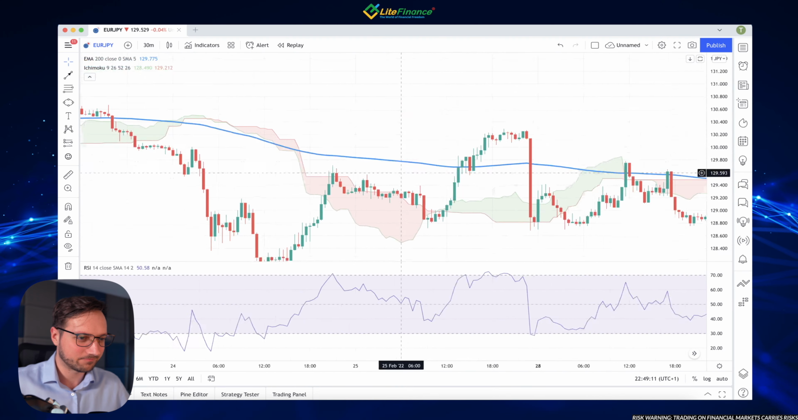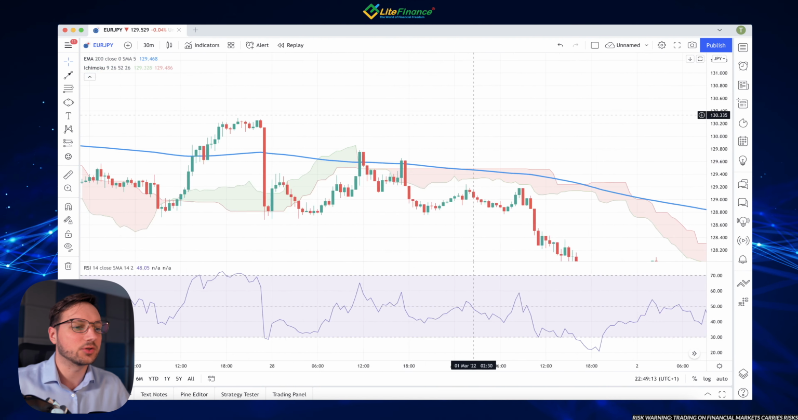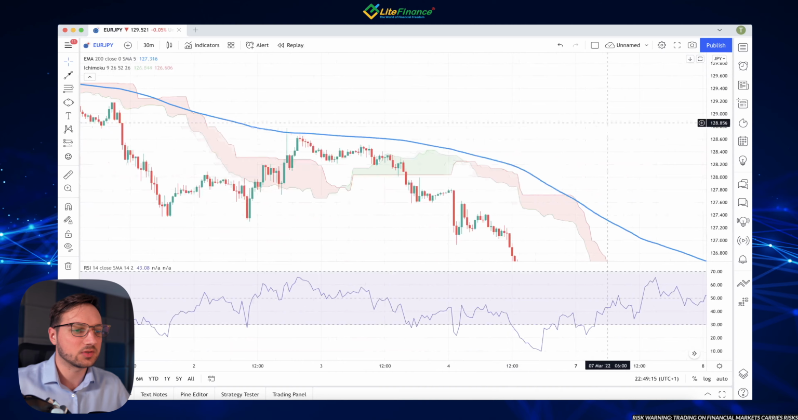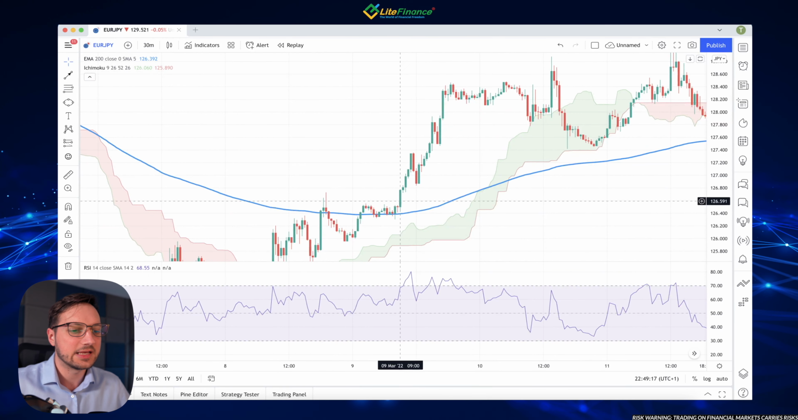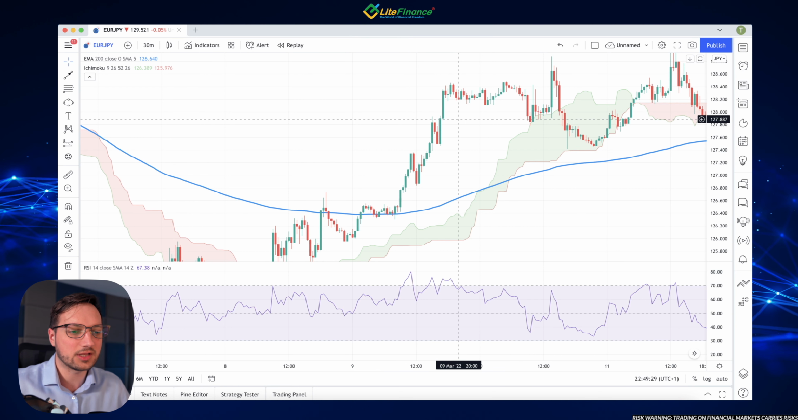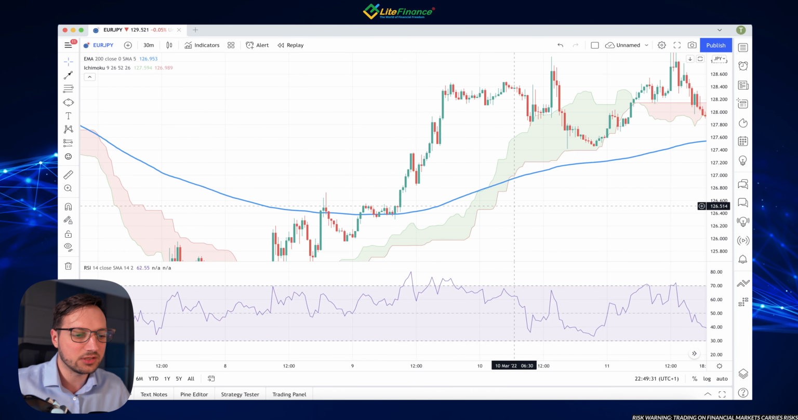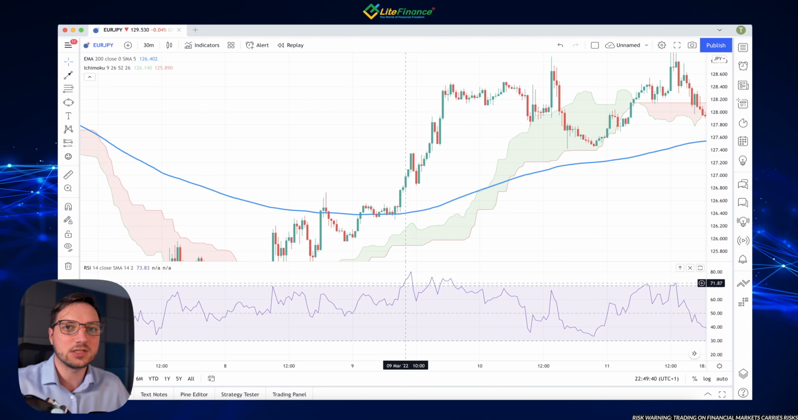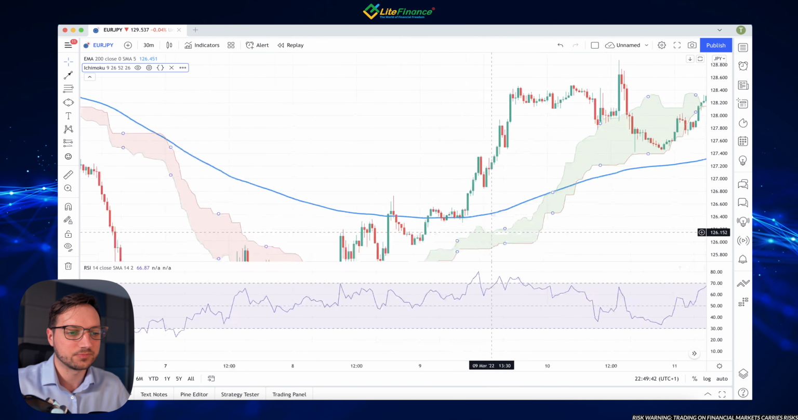And in the opposite direction it goes the same. So we are looking for the price to be above the 200 period moving average and above the Kumo Cloud. The Kumo Cloud needs to be green, and the RSI needs to cross into the overbought zone.